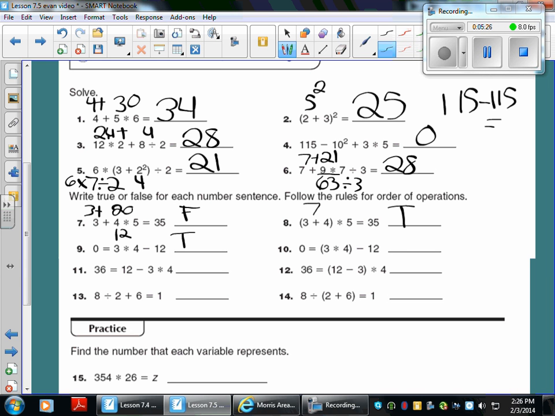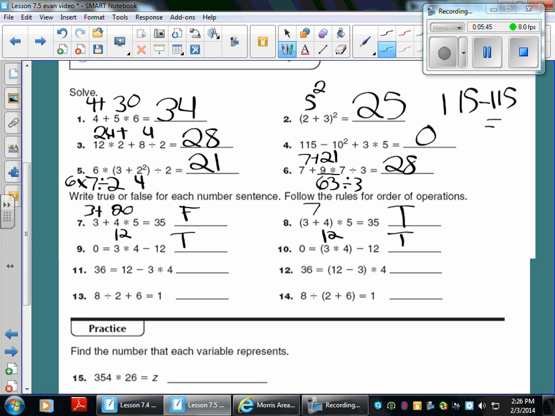Number 10, order of operations. I see parentheses there. Parentheses always comes first. 3 times 4 in parentheses would be 12. Now I can do the subtraction. 12 minus 12. Again, same answer, 0. In this case, it'll be true.